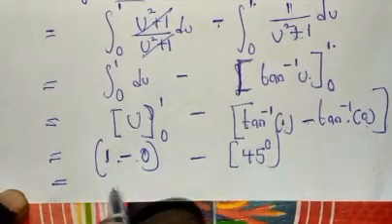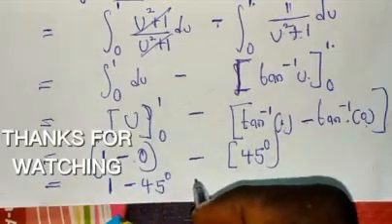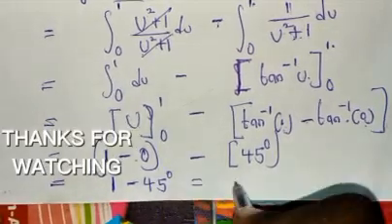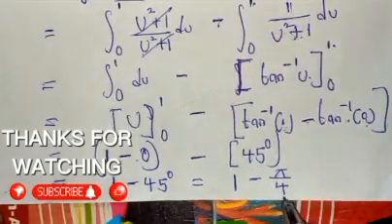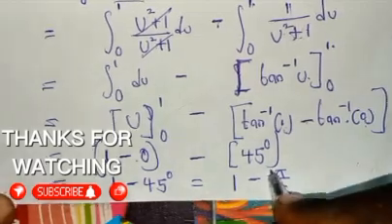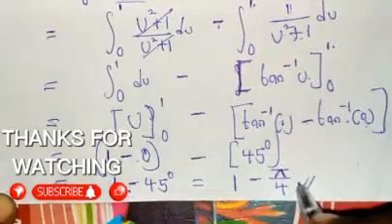Don't forget, we can rewrite 45 degrees in radians as pi over 4. So this is our final answer. Let's just leave our answer in this form, or you can leave it in this form, any of the two.